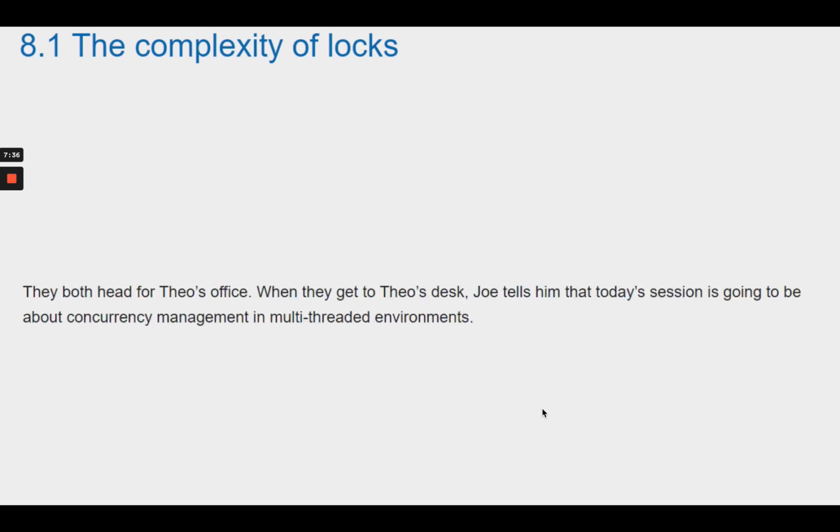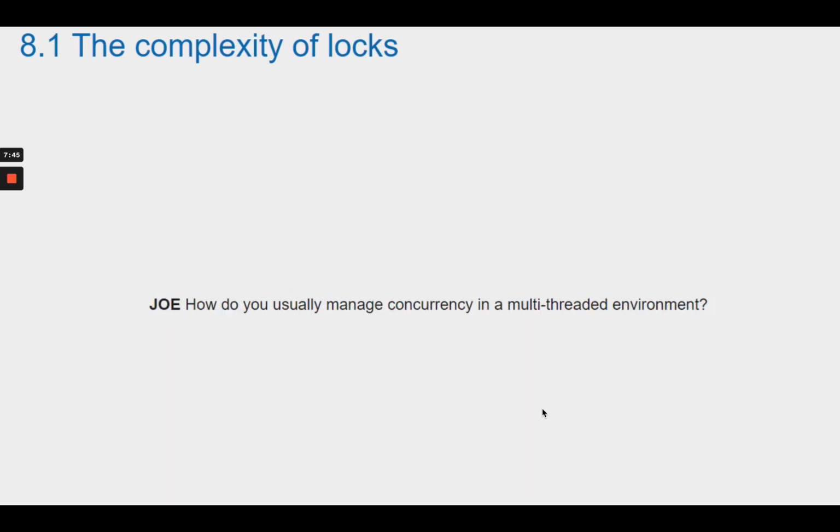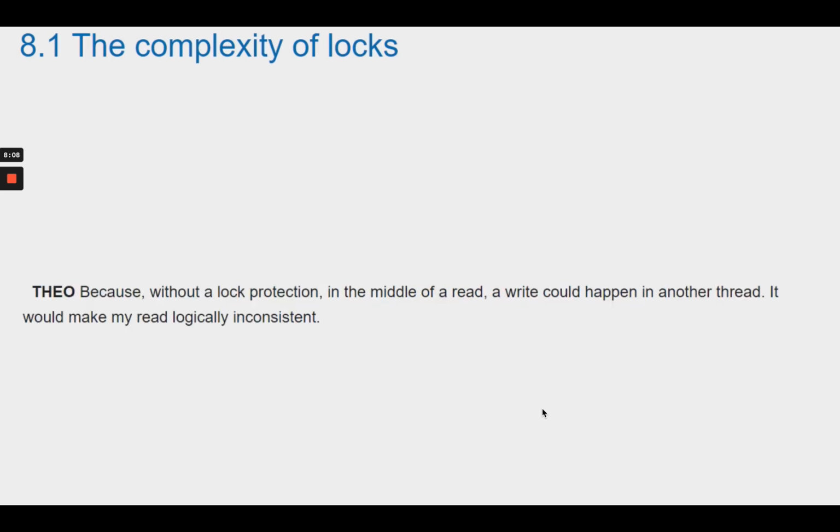They both head for Theo's office. When they get to Theo's desk, Joe tells him that today's session is going to be about concurrency management in multi-threaded environments. Joe: How do you usually manage concurrency in a multi-threaded environment? Theo: I protect access to critical sections with a lock mechanism, a mutex for instance. Joe: When you say access, do you mean write access or also read access? Theo: Both.